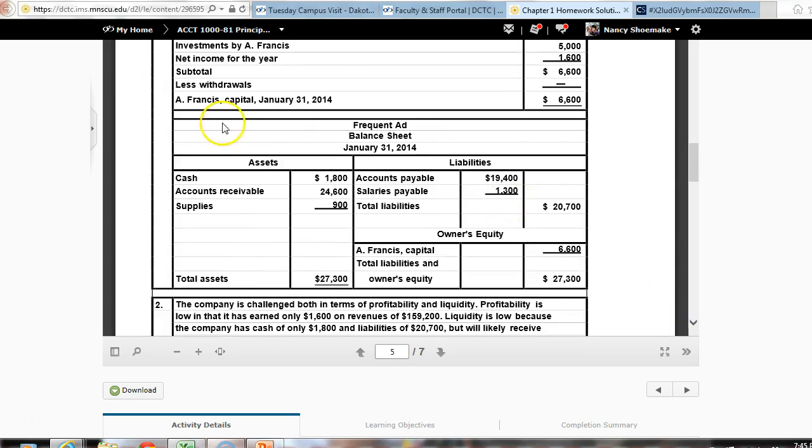Okay? Do you see how our cash and our receivables and our supplies are our 27.3? We've got two types of accounts payable. Do you see here, Melissa, how our big lump is liabilities? And under liabilities, we show accounts payable and salaries payable. Just like our big lump here, our big subject is assets, and we break them down. So our total liabilities are $20,700. Our capital is $6,600. Therefore, our liabilities and owner's equity is $27,300. Y'all feeling pretty good? That is really the crux of this chapter.